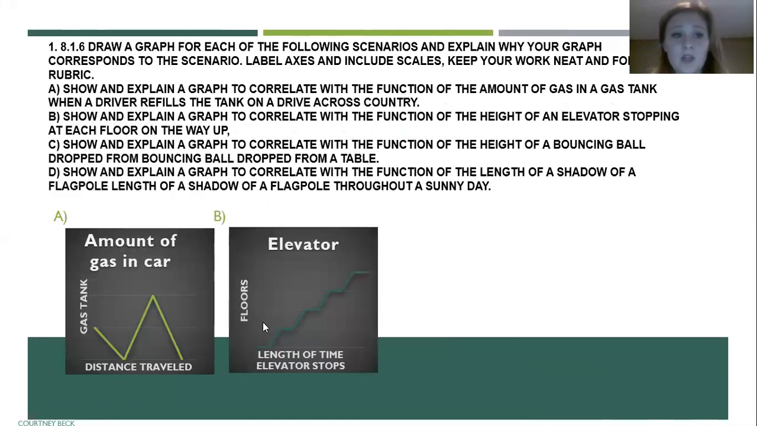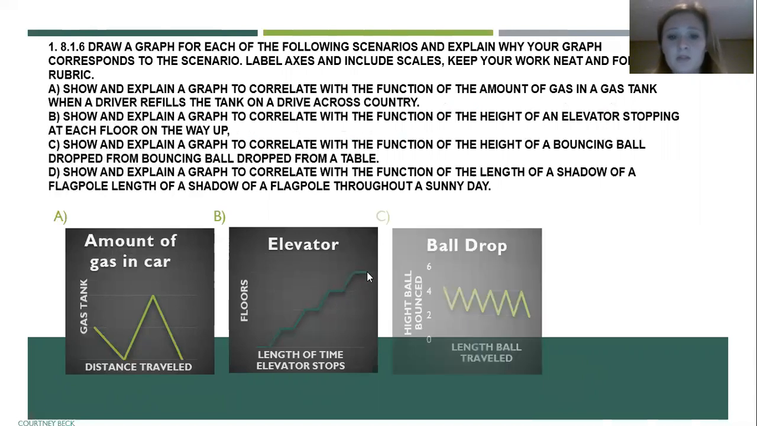Next, for B, we're going to do the height of an elevator stopping at each floor on the way up. So here's the y-axis is the number of floors, and then the x-axis is the length of the elevator stops. So on the x-axis, we're going to put floor 1, and then we're going to travel up and stop at floor 2, travel up and stop at floor 3, travel up, stop at floor 4, travel up, and floor 5. That's how you would do that one.